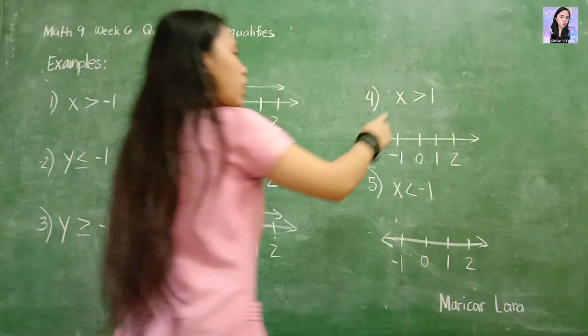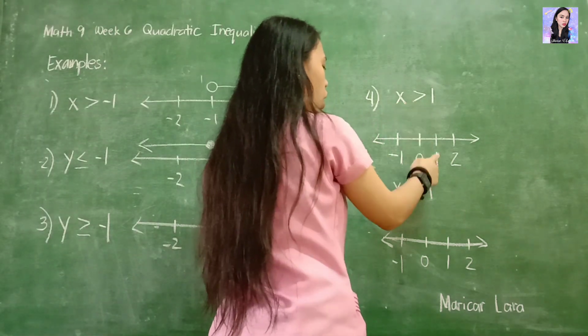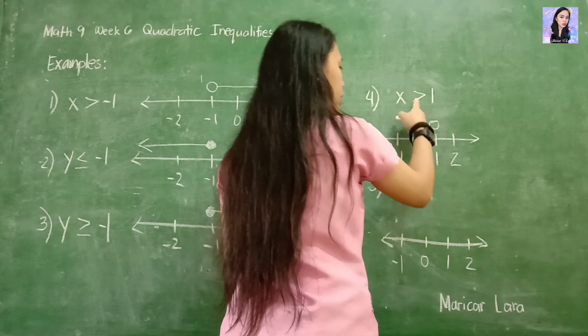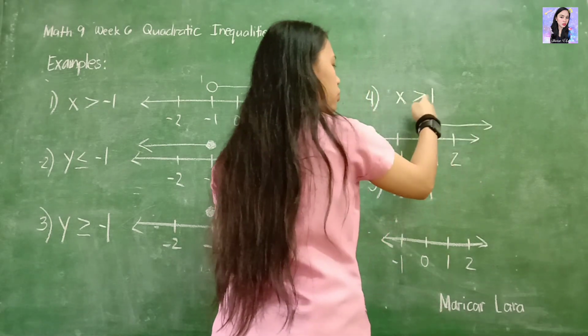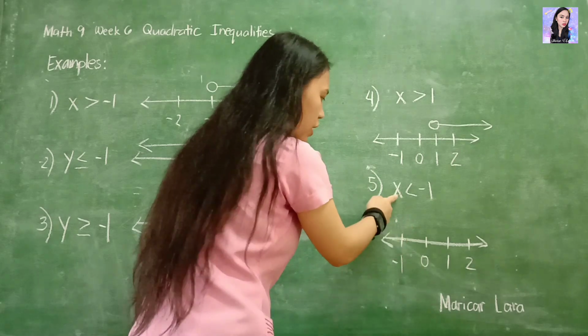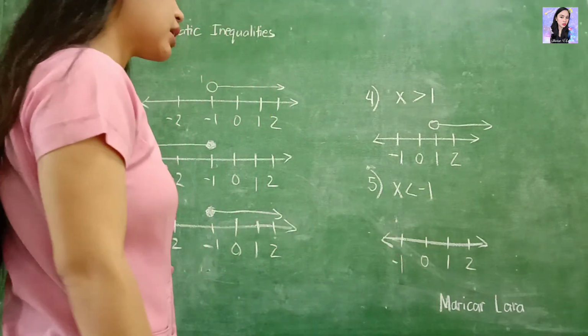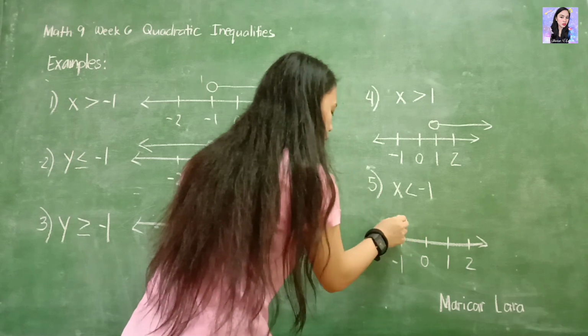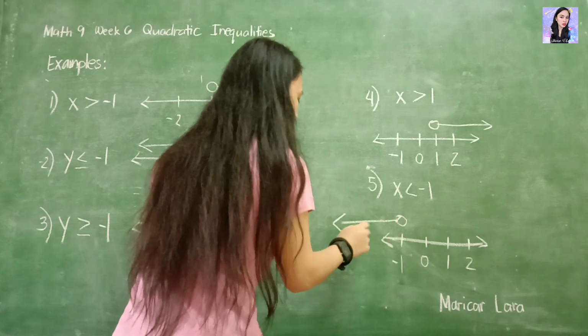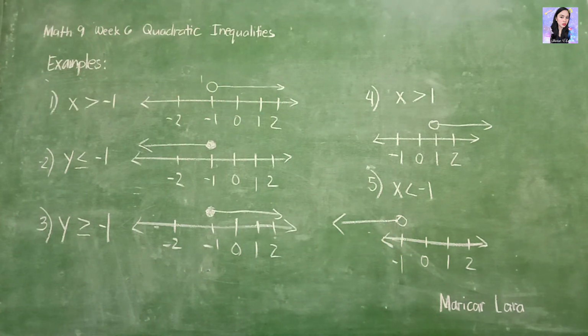Next, number 4, x greater than 1. Ito si 1, open. Wala siyang equal. Going to the right. Doon nakaturo sa right. Then, next, we have number 5, x less than negative 1. Si negative 1, open ulit. And then, nakaturo sa left. So, yan na yung ating graph. Yun lamang po para sa learning task number 2.